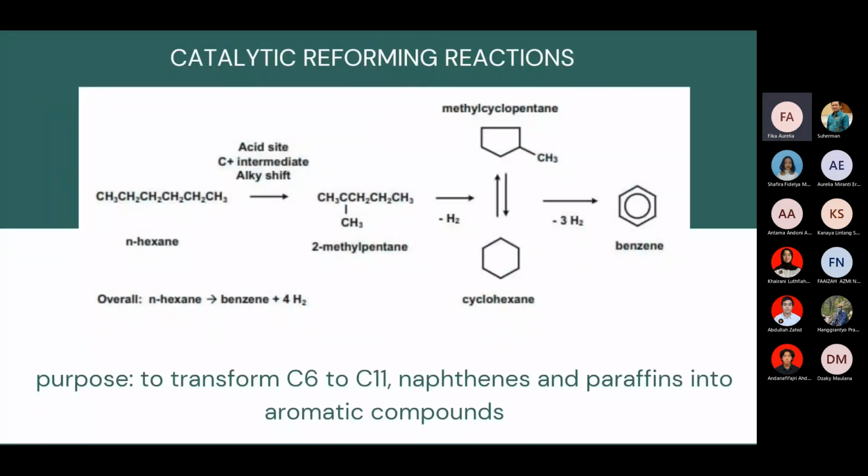These are the catalytic reforming reactions. The purpose of this reaction is to transform C6 to C11 naphthenes and paraffins into aromatic compounds. There are four main hydrocarbon types in naphtha: paraffins, olefins, mainly from catalytic cracking and coking units, naphthenes, and aromatics.